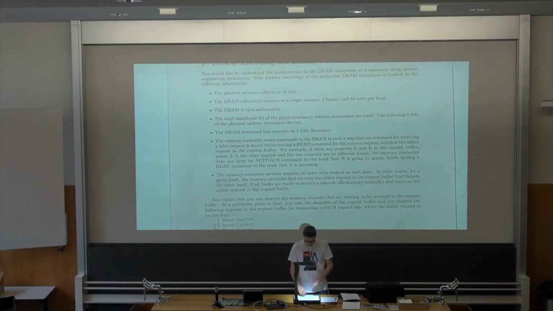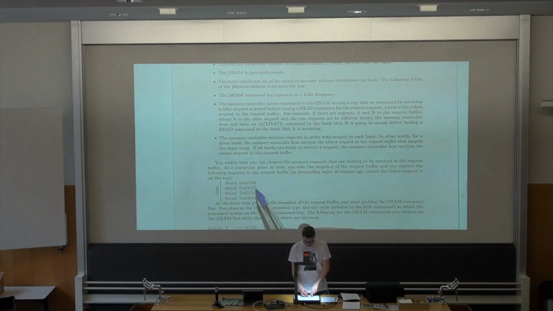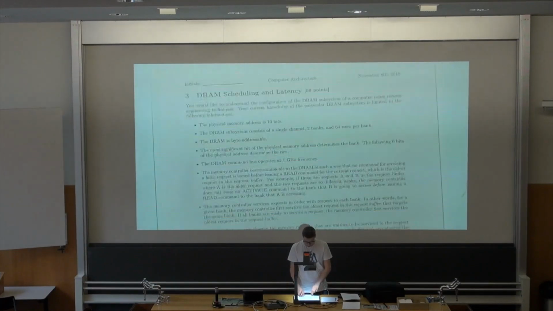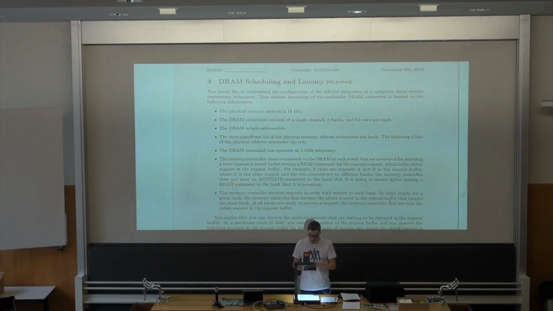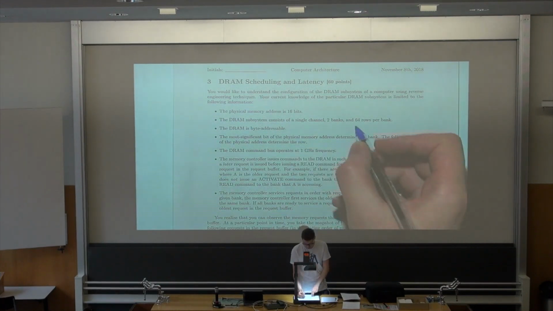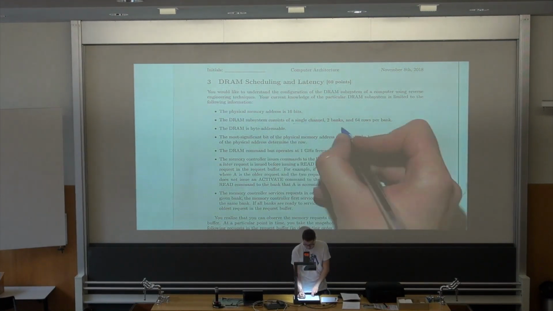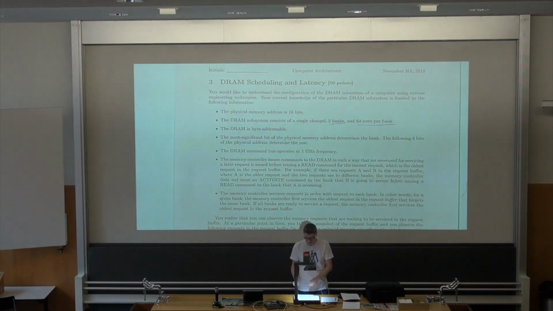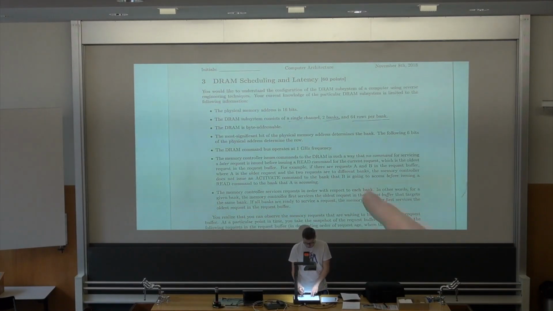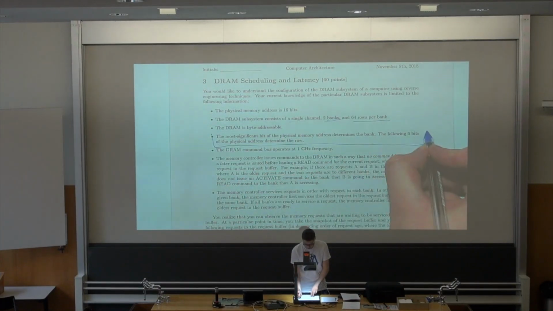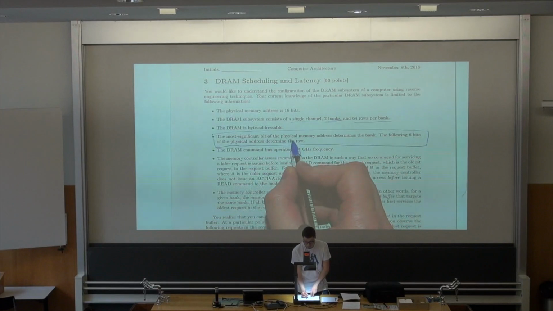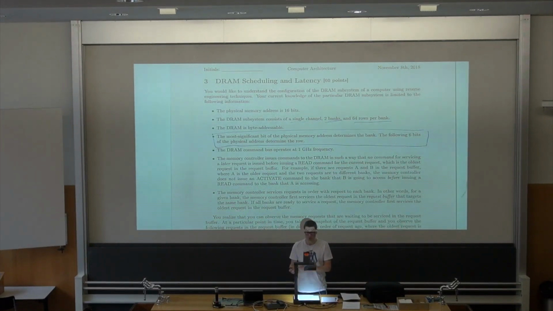So basically in those physical addresses, we can figure out exactly to which bank and to which row they go based on the information given in the question. So we have a single channel, so we don't care about channels. We have 2 banks and 64 rows per bank, right? And then here we have important information, which is telling us that the most significant bit of the physical address gives us the bank that will service this request. And then the following 6 bits of the physical address determine the row.